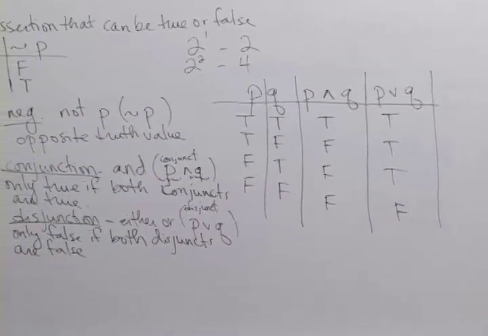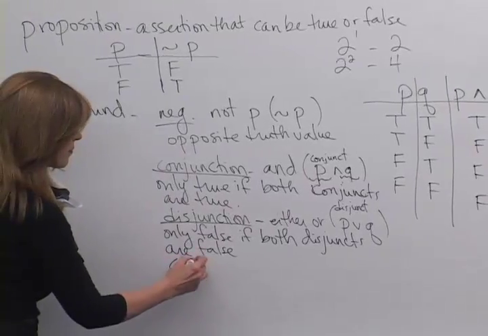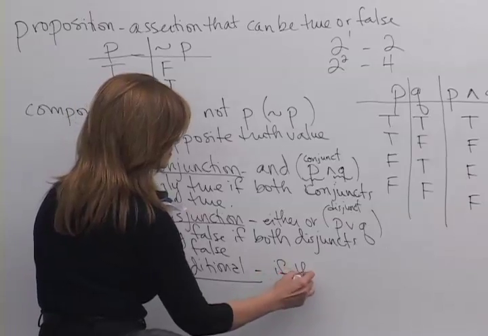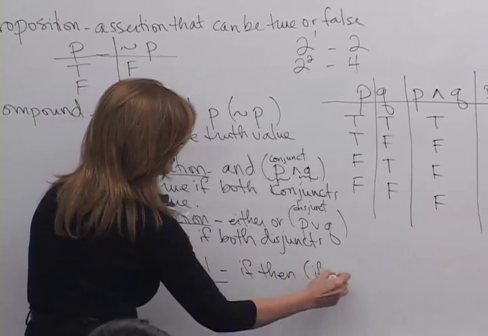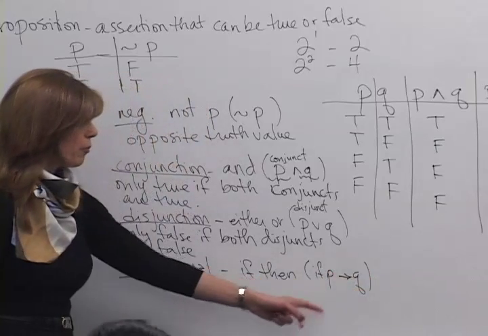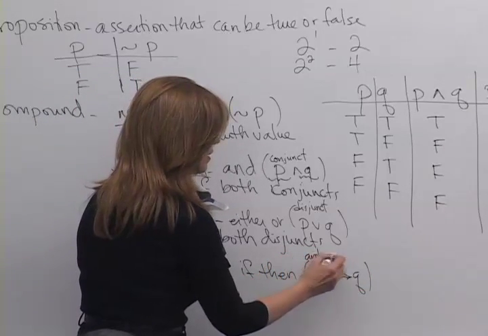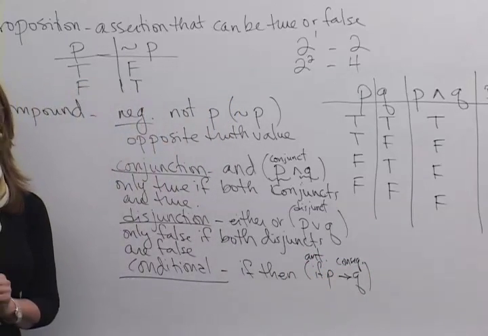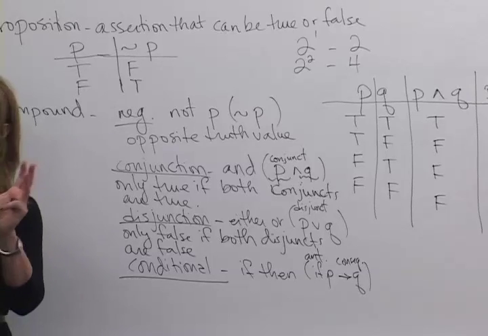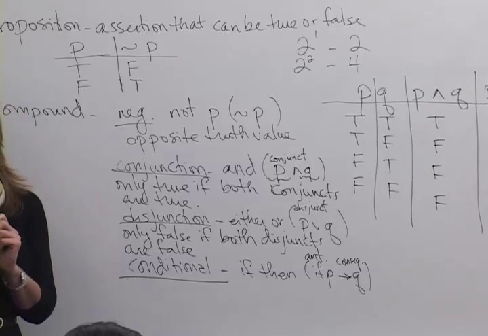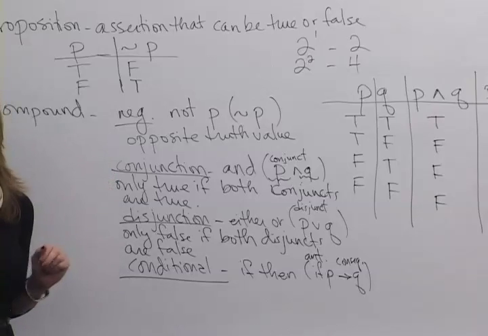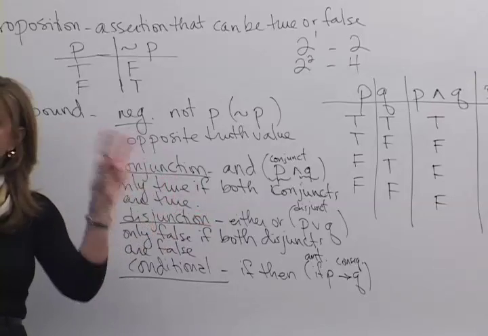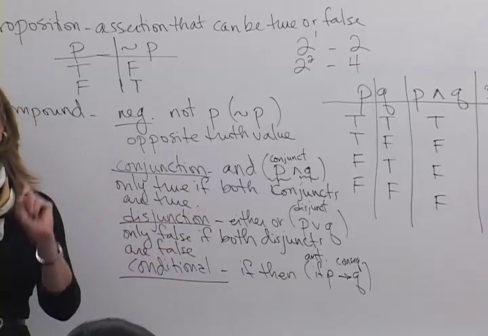Now we have the rule of the conditional. The conditional, which is an if-then, if P, then Q. P is our antecedent, Q is our consequent. The rule of the conditional says it is only false if a true antecedent leads to a false consequent. That's the only way it's false. Otherwise, it's going to be true. True goes to true, it's true. False to false, it's true. False to true, it's true. But true to false makes it false.